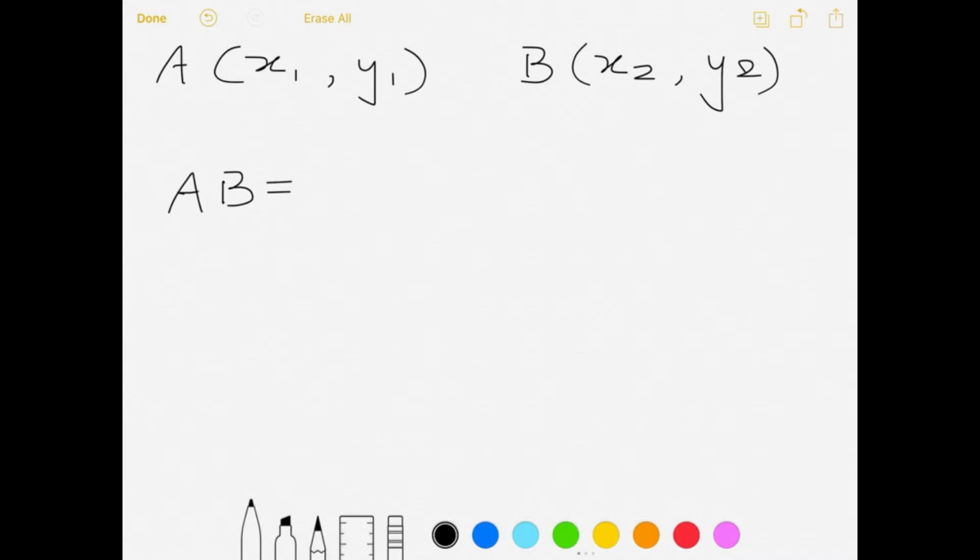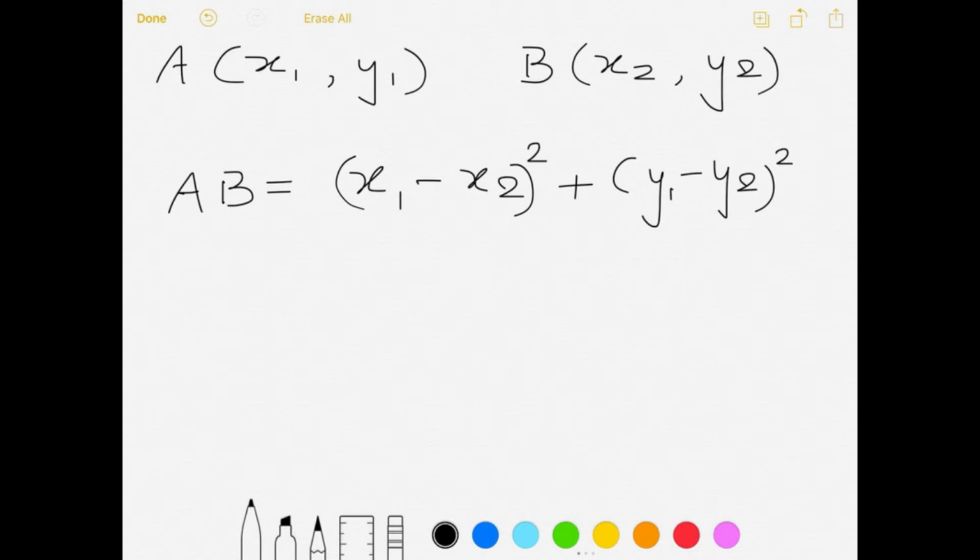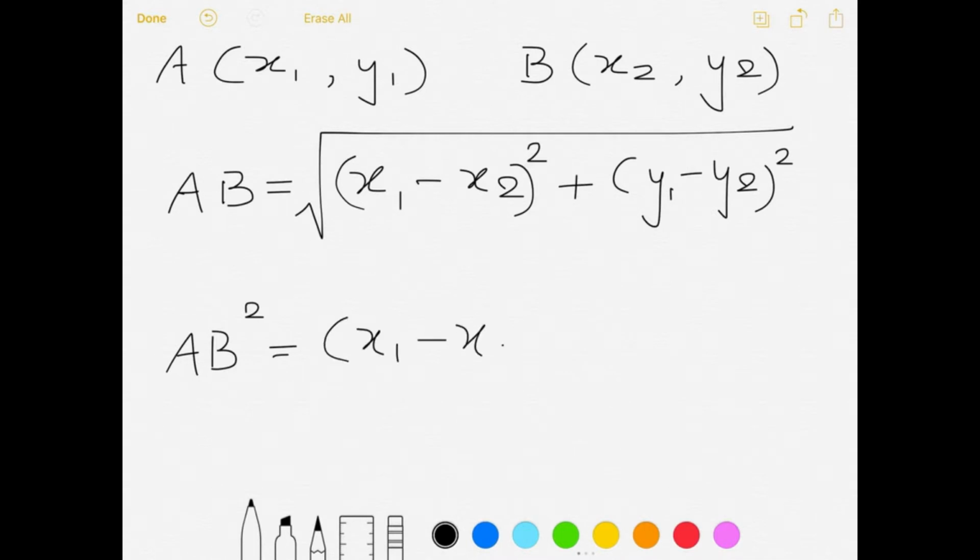AB equals to, first you have to take the x coordinates, so x1 minus x2 the whole square. It does not matter if you are taking x1 minus x2 or x2 minus x1, plus similarly y1 minus y2 the whole square and put it in a square root, or even simpler, take the square directly. Distance squared, AB square, is equal to x1 minus x2 the whole square plus y1 minus y2 the whole square.